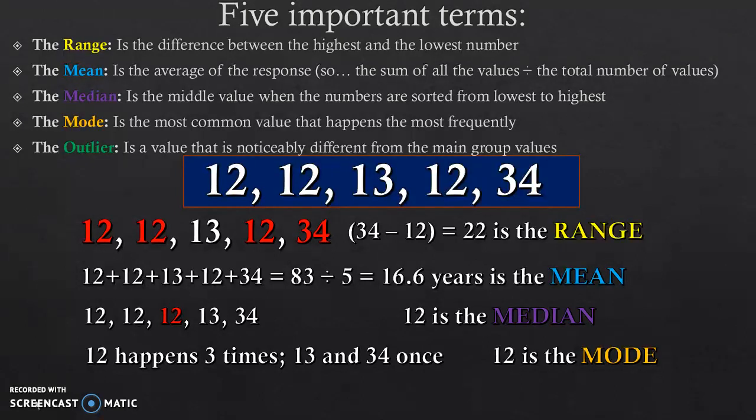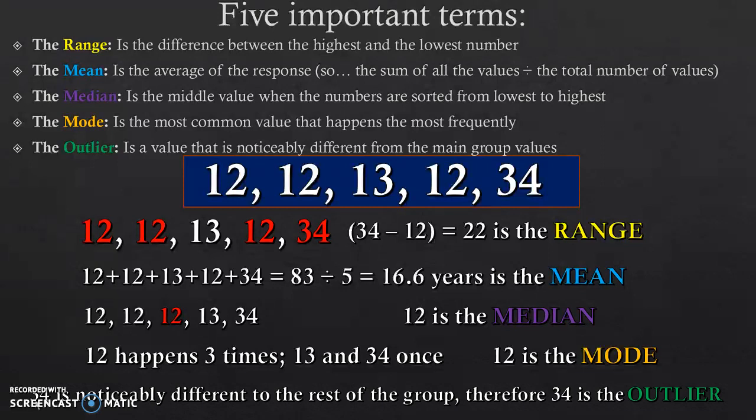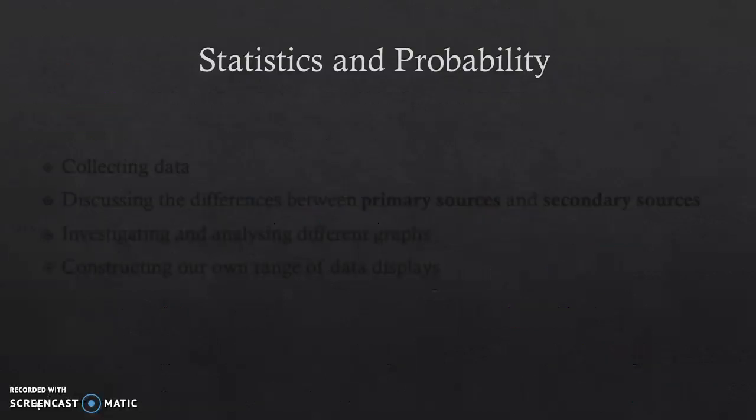The outlier is a value that is noticeably different from the main group of values. So if you look at 12, 12, 13, 12, and 34, 34 sticks out. It's the only one not in the tens, and it's over 20 more than any of the others. So 34 is noticeably different from the rest of the group, therefore 34 is your outlier.